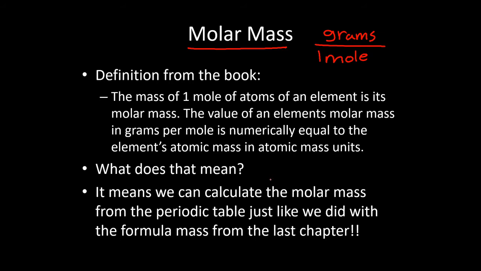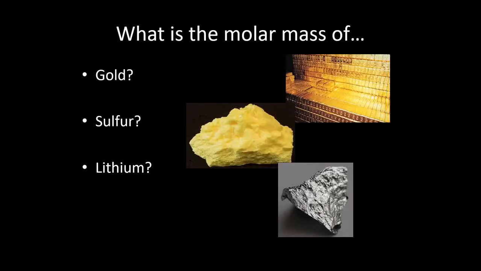Okay. So this is talking about the same thing we just discussed. We can calculate the molar mass from the periodic table just like we did with the formula masses at the end of the last chapter. So if we were to look, for example, at gold, gold on the periodic table has an atomic mass of 196.97. That is the average mass in AMU of 1 atom of gold, but that is also the number of grams per mole for gold.